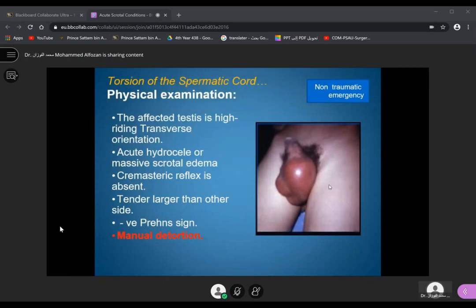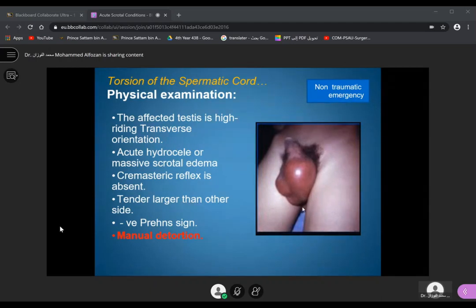How do you stimulate the cremasteric reflex? So to stimulate the cremasteric reflex, gentle palpation here in the inner thigh should stimulate the testis to go up. This is stimulation of the cremasteric reflex. It's not always present, but when it's present, it helps you to differentiate between the two.